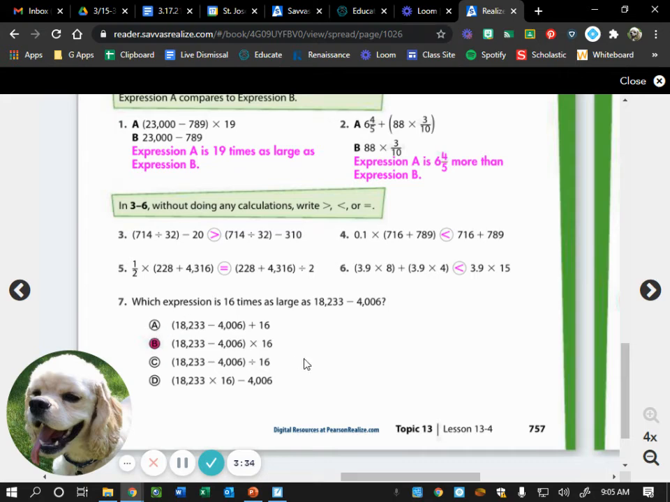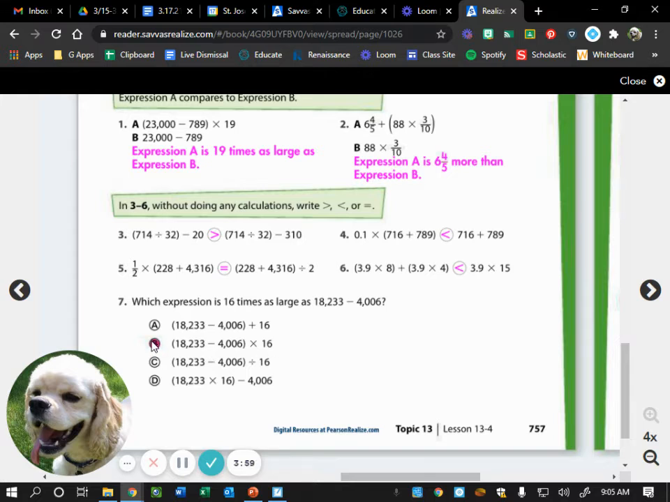Then for number 7, it asks, which expression is 16 times as large as 18,233 minus 4,006? So when we look at all of our options down here, it says 16 times. So that means we're multiplying. So when we look down here, we look for the expression when we're multiplying by 16, and that is B.